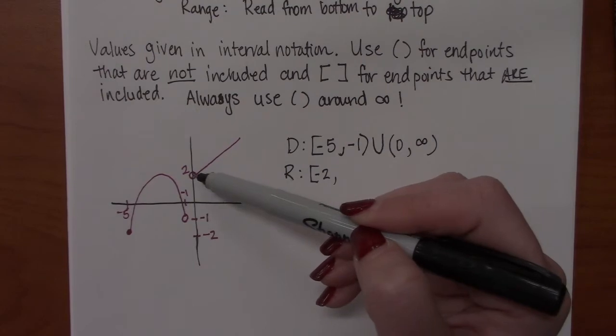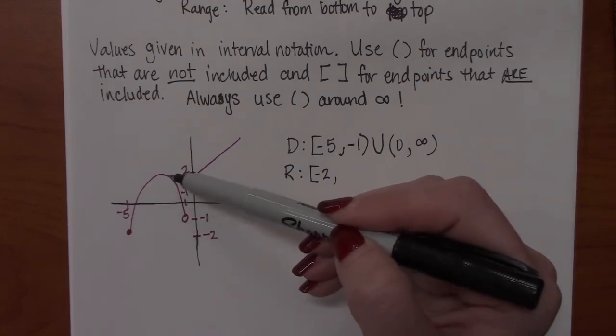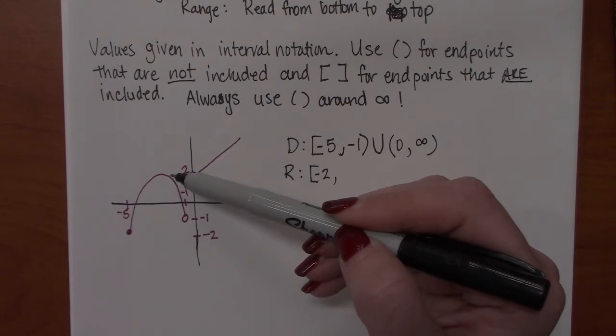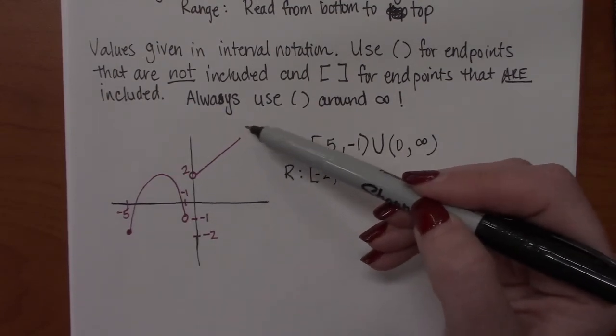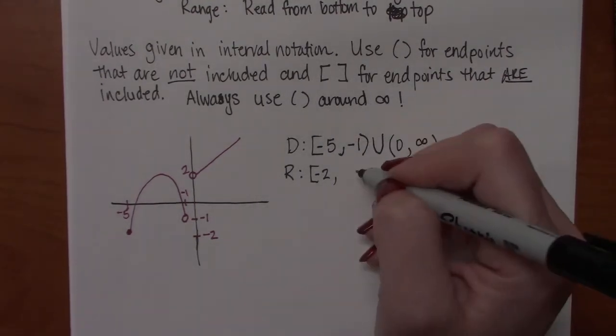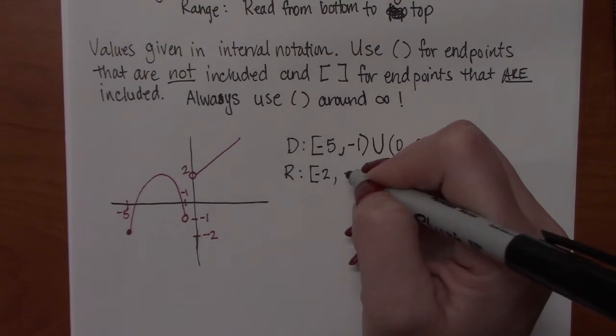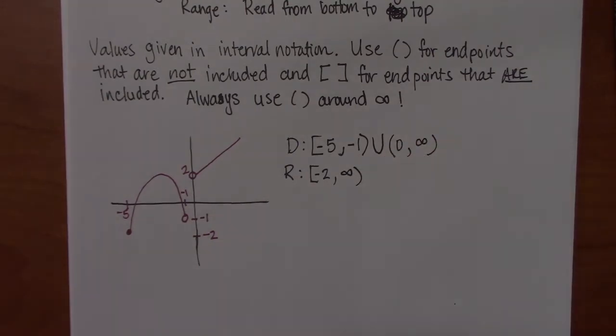And even though it doesn't exist at 2 here, it does exist at 2 there. So we include it in the range. We don't have to break it off. Then from 2 to positive infinity, it's existing in all the y values. So this is just going to be -2 to positive infinity.